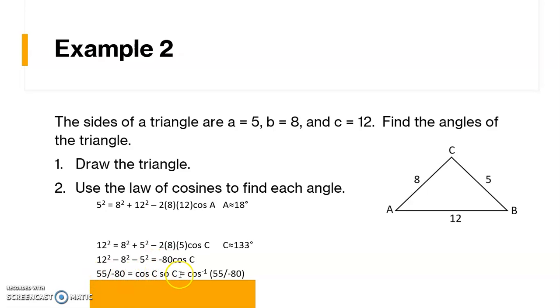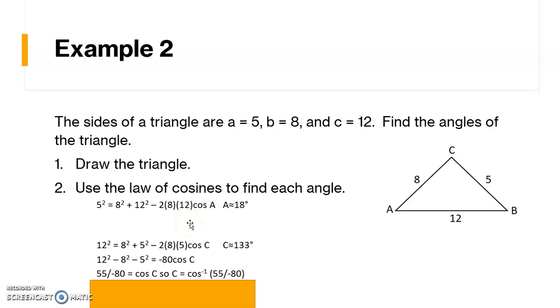And then I have to do the inverse cosine. C is the inverse cosine of 55 over negative 80. And that comes out to be 133 degrees. Now at this point, yes, you could use the triangle sum theorem, do 133 plus 18, then subtract from 180. But just remember, if either of these two measurements is wrong, you will get a wrong answer for angle B.